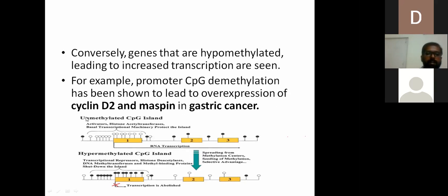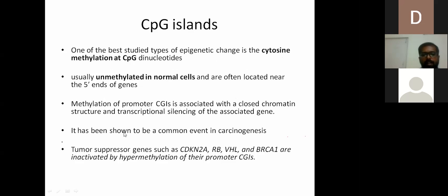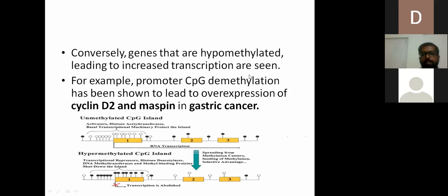Cyclin D2 is nothing but an oncogene. The cyclin D2 has a role in the G1 phase of the cell cycle. When it is excessively expressed, it is going to cause uncontrolled proliferation. And there is one more product called maspin in gastric cancer. So it's not only the hypermethylation, it's also sometimes demethylation, which leads to certain types of cancers. Okay, but hypermethylation occurs and causes mutation in tumor suppressor genes, but demethylation occurs and causes overexpression of oncogenes. Just remember that.